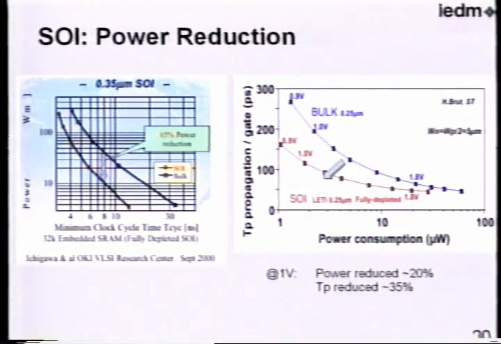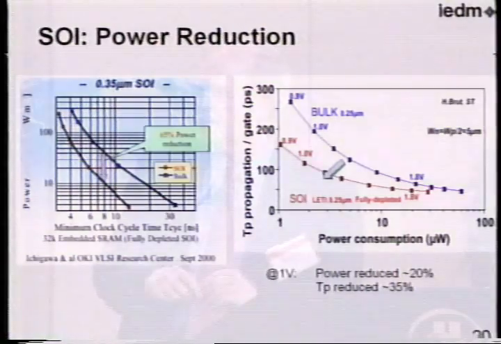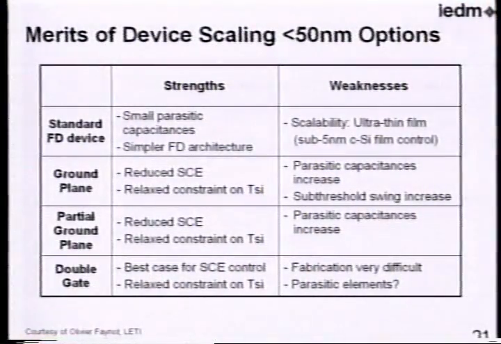If you take 1 volt here and look down, there's a power reduction of about 20% and a propagation time delay improvement of about 35% for this particular device. So SOI has clearly demonstrated its capability of improving power and performance. So if we look at the merits of options that you could go towards below 50 nanometers, and I certainly haven't described all these options, let's just look at some of these.